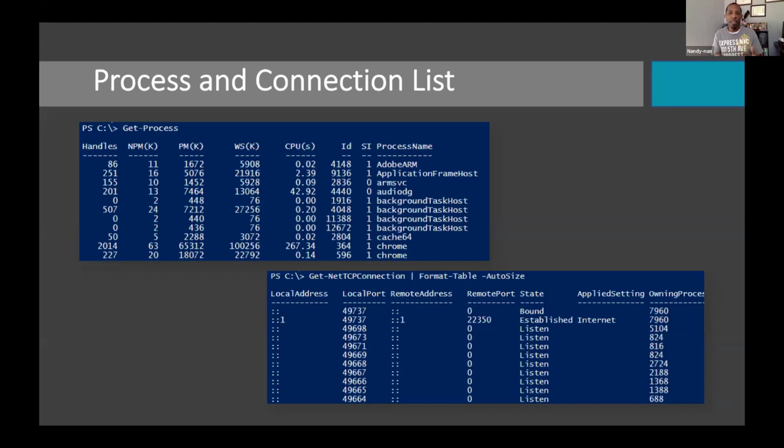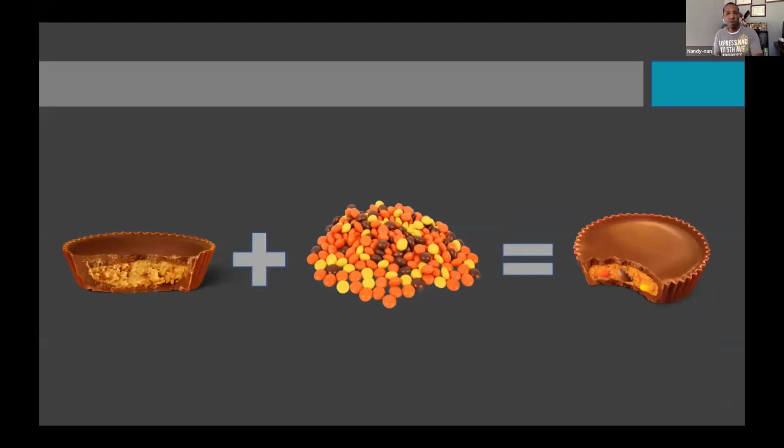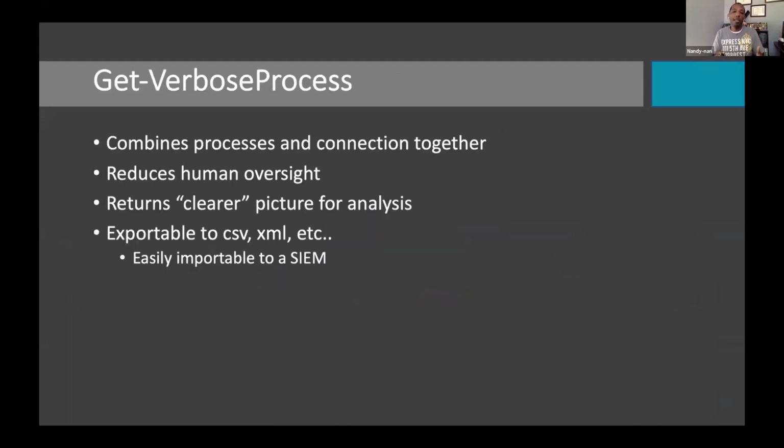So from the perspective of putting it together, I started thinking about this. We got Reese's Cups, we got Reese's Pieces. Somebody decided to put it together, and I tell you, that's genius. So I took that same concept and came up with Get-VerboseProcess. And really what this does is reduce human oversight and gives us a clearer picture from an analyst perspective.